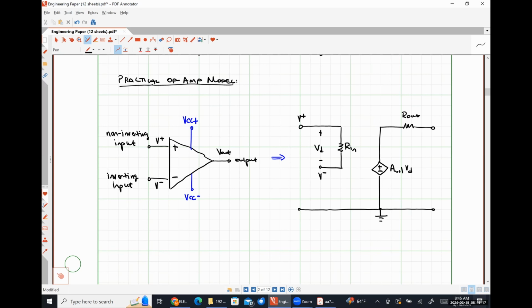Now, I want you guys to notice something that's very important, and we're going to talk about it here in just a moment. Nowhere on this model does it take into account what our supply voltages are. Okay. Just have that in the back of your mind here while we work a simple example.